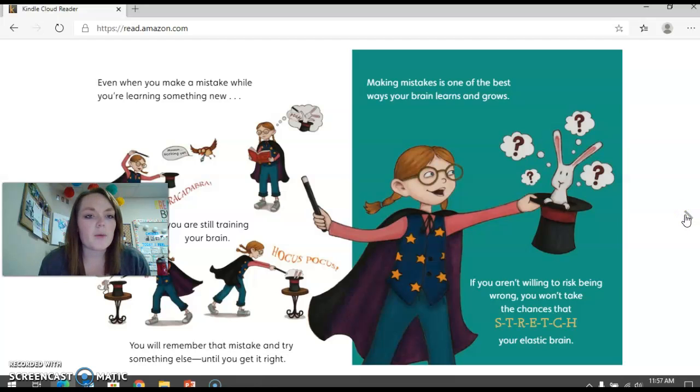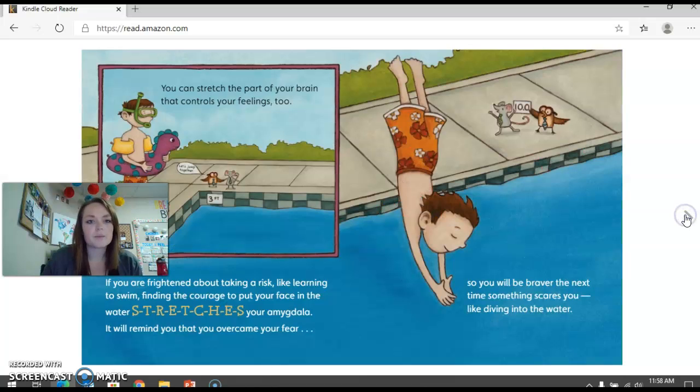Even when you make a mistake while you learn something new, you are still training your brain. You will remember that mistake and try something else until you get it right. Making mistakes is one of the best ways your brain learns and grows. If you aren't willing to risk being wrong, you won't make the changes that stretch your elastic brain.